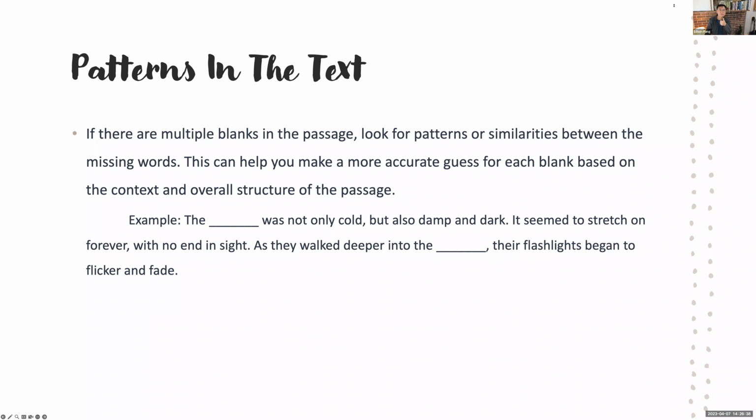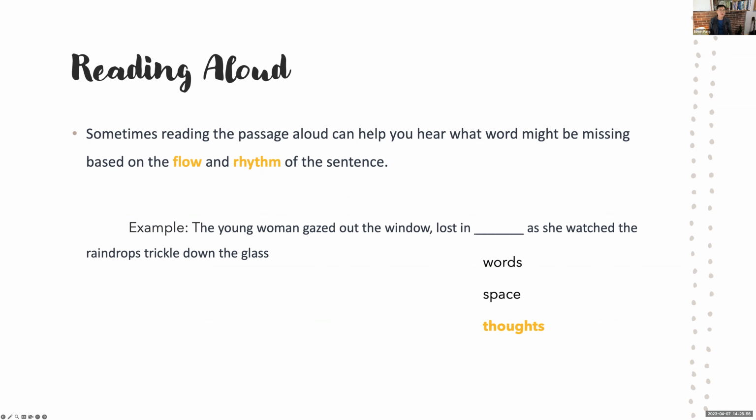Everybody good? Can you see how I need to read the whole thing to find the pattern? And I add the pattern up together to predict what this thing is. Okay? Everybody good? So this is my fourth strategy, pattern in the text. And the last strategy that we're going to cover today is reading aloud.